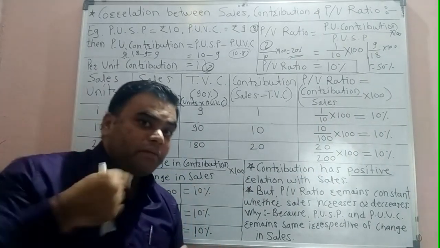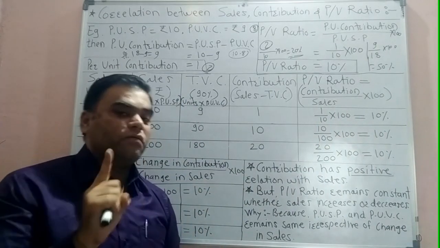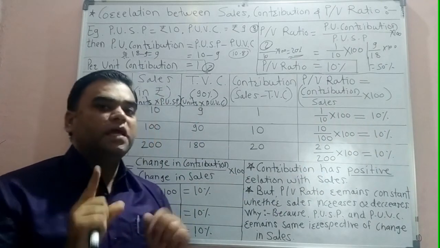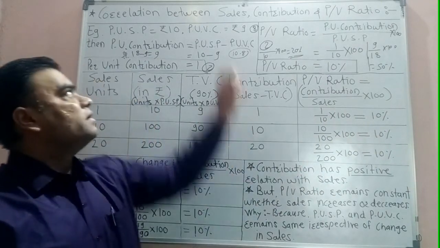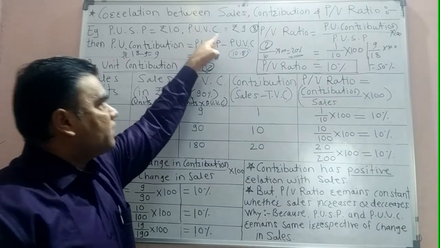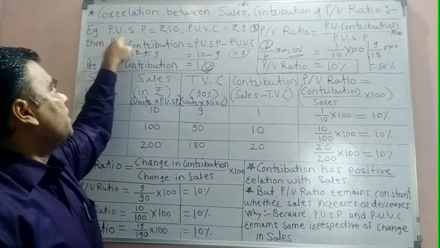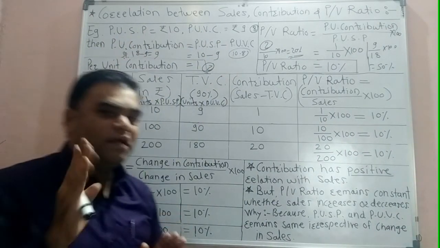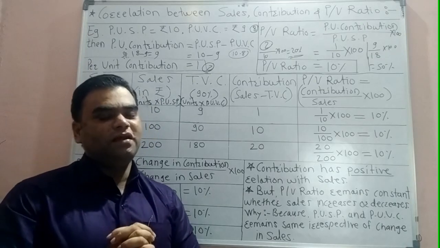When can PV ratio be changed? Only when you make change in either per unit variable cost or per unit selling price. Only then your PV ratio will change.